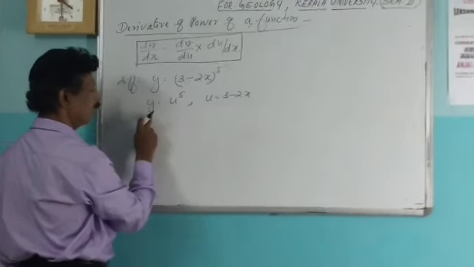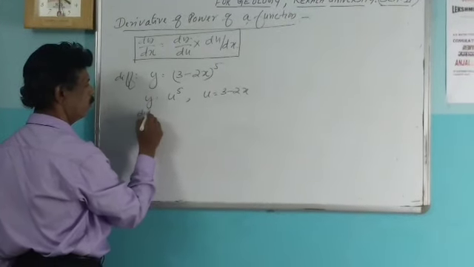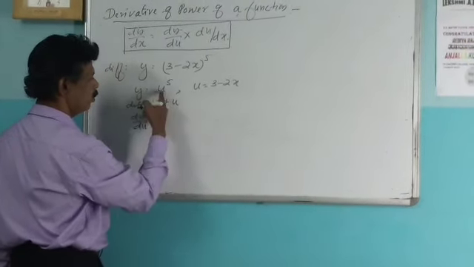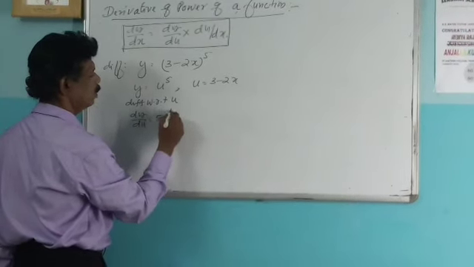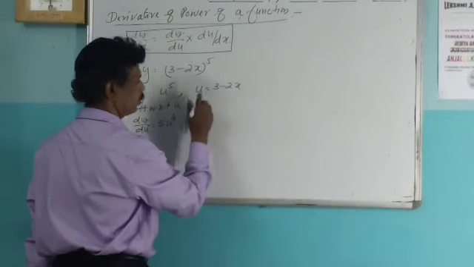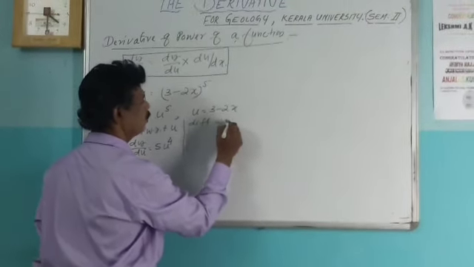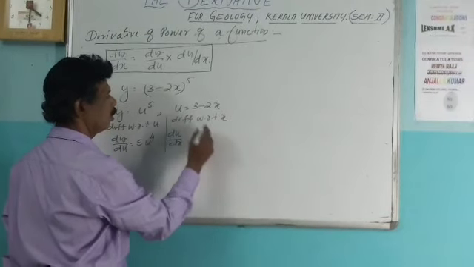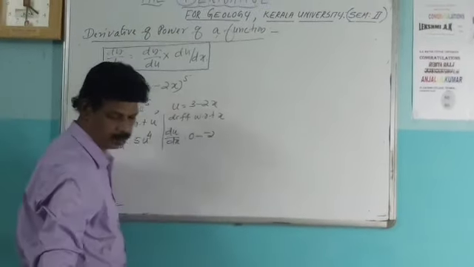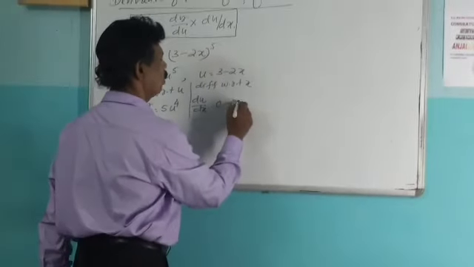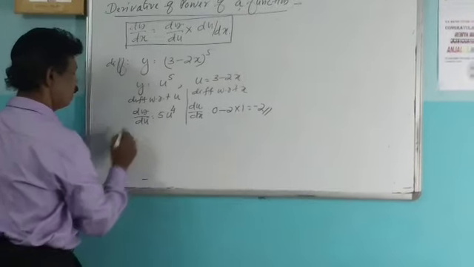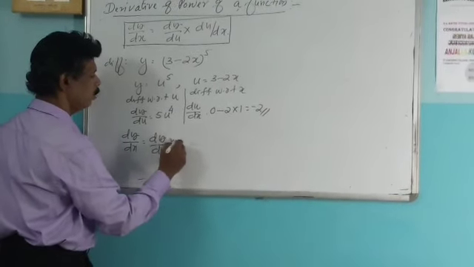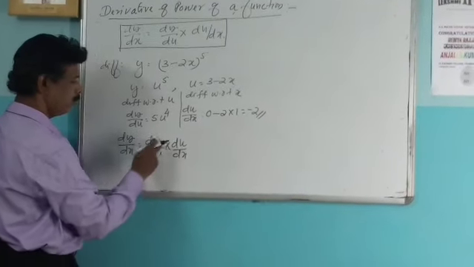Here the variable is u, so differentiate the function with respect to u. Then dy by du equal to derivative of u raised to 5, that is 5u raised to 4. Here the variable is x, so differentiate with respect to x. Then du by dx is equal to the derivative of 3, which is 0, plus derivative of minus 2x, which is minus 2 into derivative of x, 1, so 0 minus 2 into 1 equals minus 2. So dy by dx is equal to dy by du into du by dx.